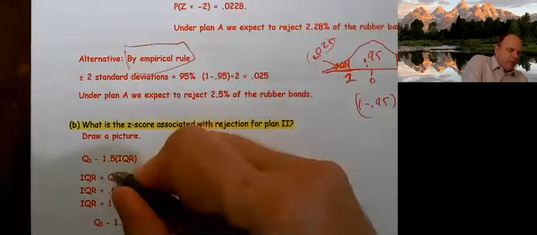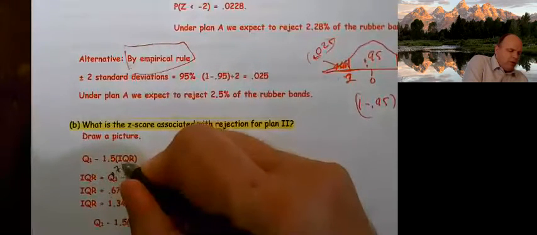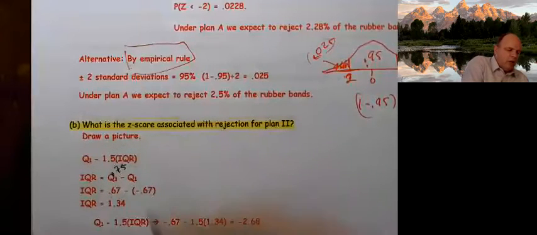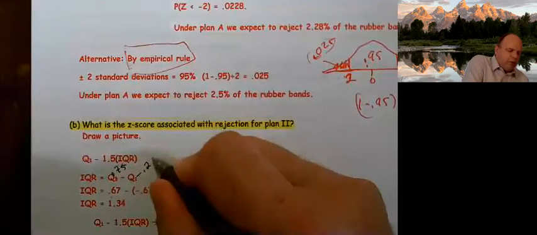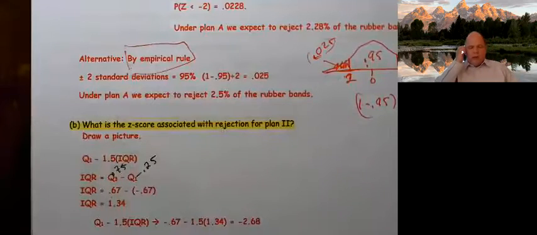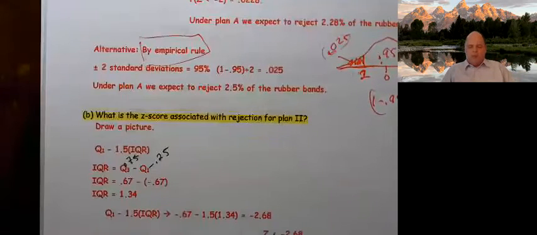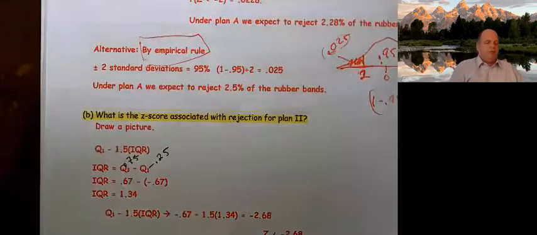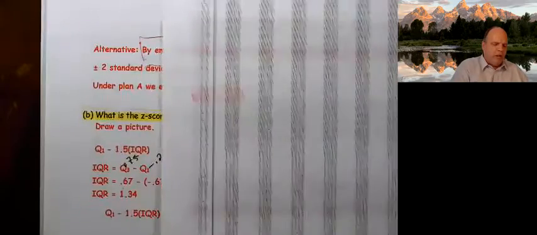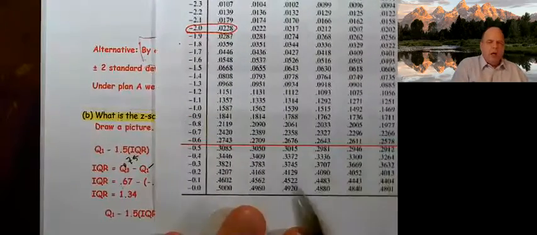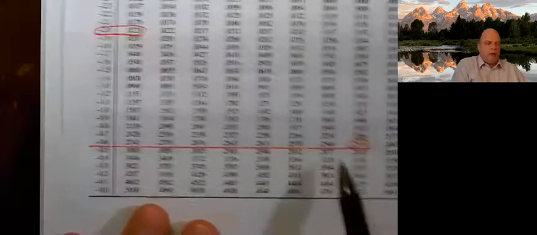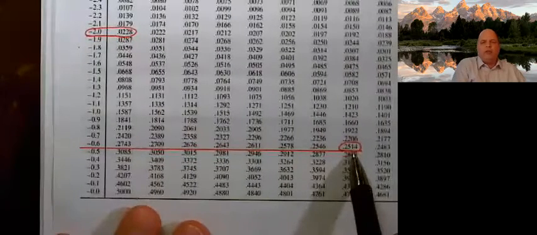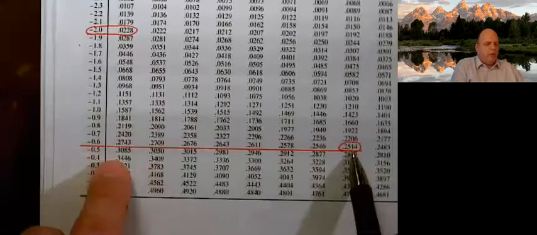This happens to represent 0.75, Q3, and Q1 happens to represent 0.25. So I can go look up those probabilities, all right? So 0.25 is less than 50%, so I know I'm going to be on the negative table. And there's my 25%, or as close as I could get to 25% on the table.